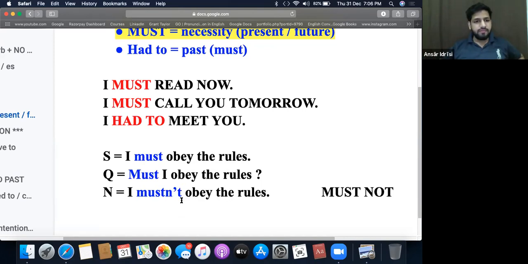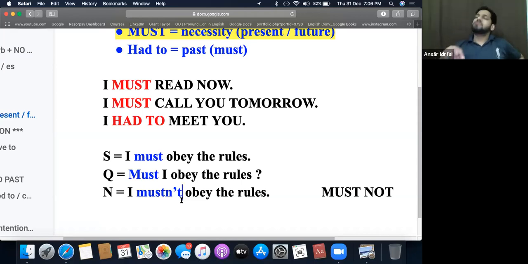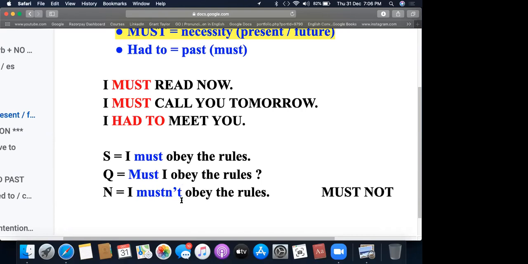Wajid bhai, make sentences. Shiva, make sentences. You must travel. Must you travel? You mustn't travel. Correct. Next. You must study for 8 hours. Must you study for 8 hours? You mustn't study for 8 hours.